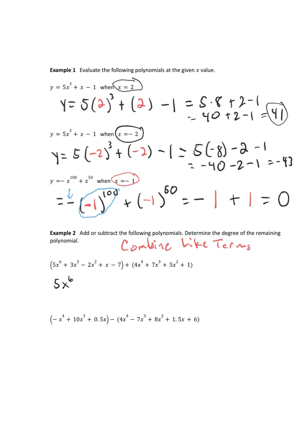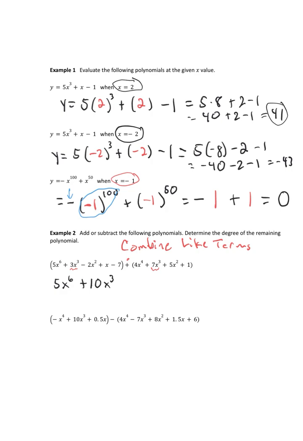I see 3x cubed. Are there any other x cubes? And in fact, there are. That's 7x cubed. So that's a plus and a plus, so plus is going to keep all the signs the same for that second polynomial. So this would be 3x cubed plus 7x cubed to be 10x cubed.